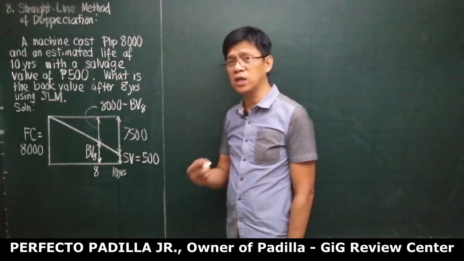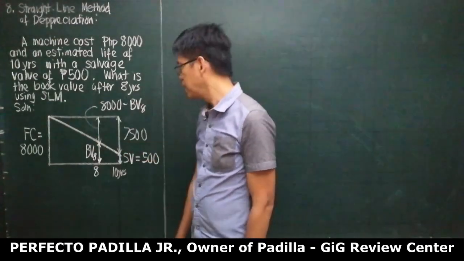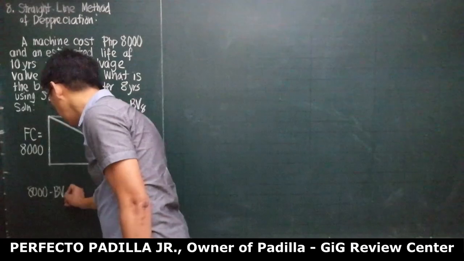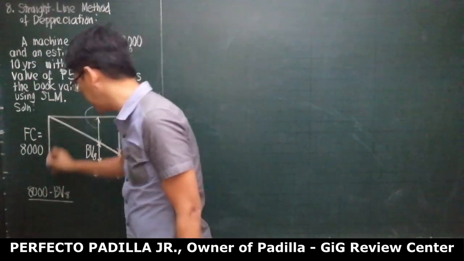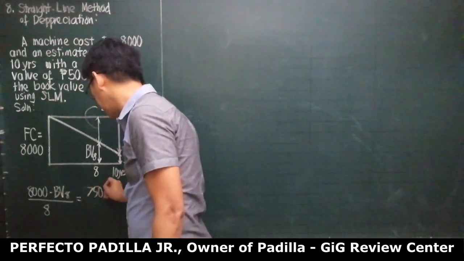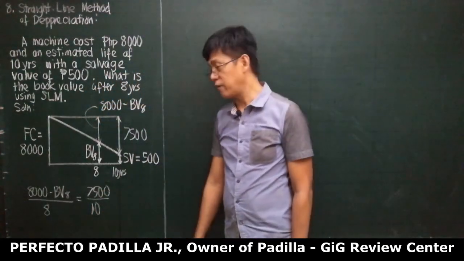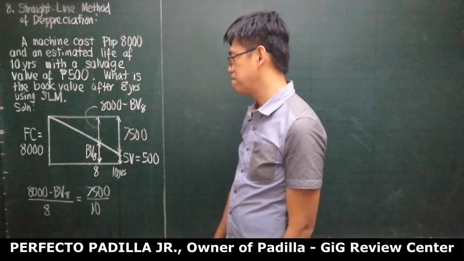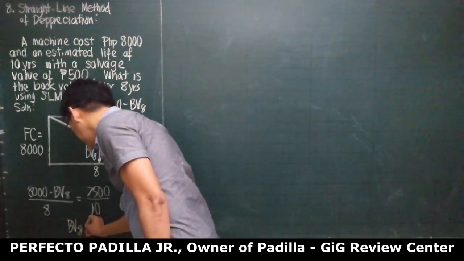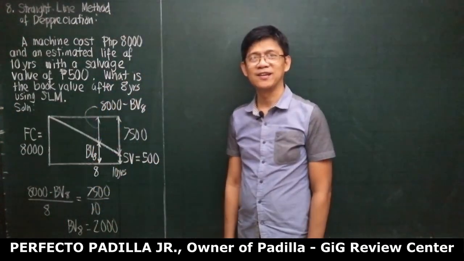So, how do we do that? We can solve yung mode, yung regression function, pero pwede na rin na ratio and proportion, no? So, sa ratio and proportion, we have 8,000 minus BV8 over 8 is equal to 7,500 over 10, no? Kuha niya? So, therefore, this is going to be equal to 2,000? So, therefore, your BV8 is going to be 2,000. Kuha? Maliwanag? Okay, so you may copy.